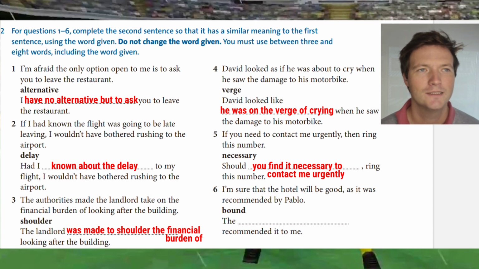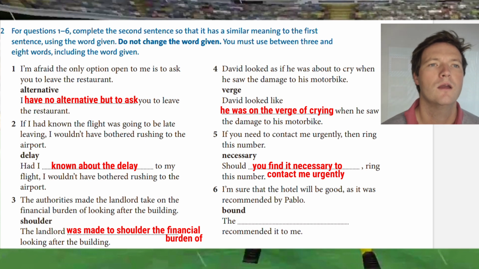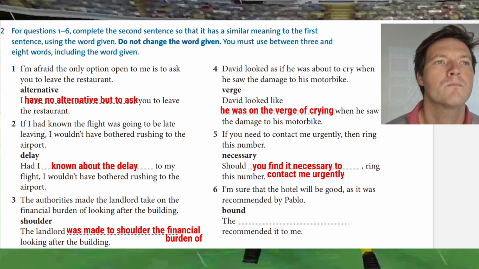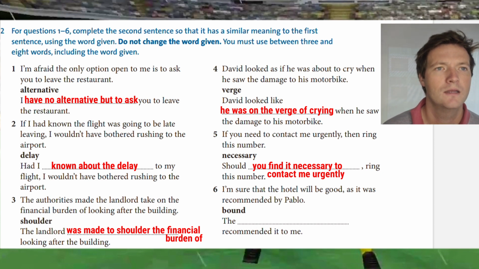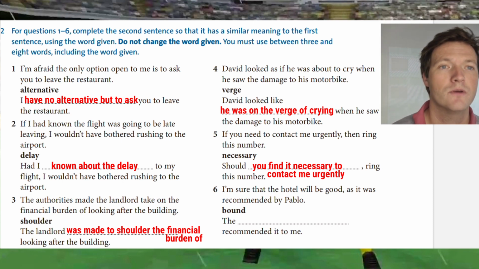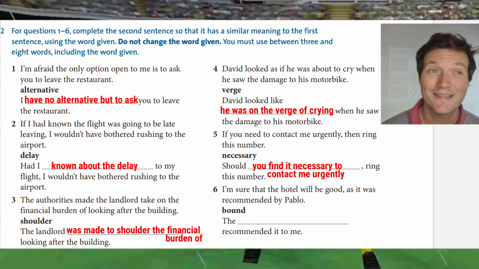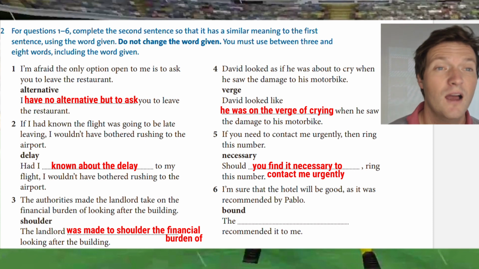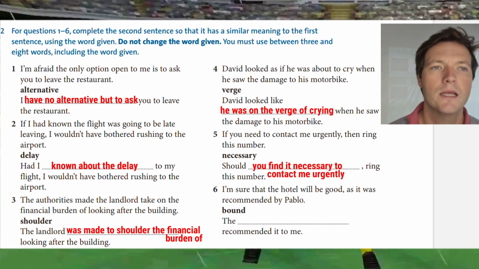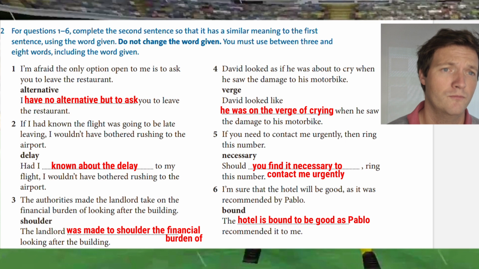Okay, yeah, again, I hesitated a little bit here. If you're sure that something is going to happen, another way of expressing that is to say it's inevitable, is, well, that it is bound to happen. In this case, we would say the hotel is bound to be good, right? It is bound, so the hotel is bound to be good. Who recommended it to me? Pablo. So why is it bound to be good? Because Pablo recommended it to me. I think I would say as Pablo recommended it to me just because they used as in the original sentence, but I'm sure because is acceptable as well. So the hotel is bound to be good, as Pablo recommended it to me.